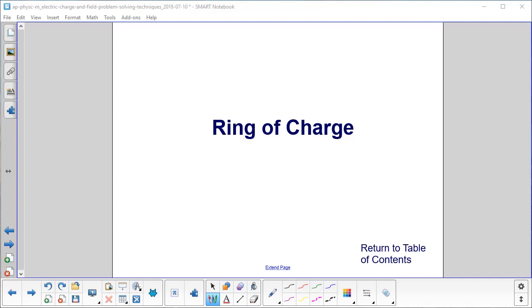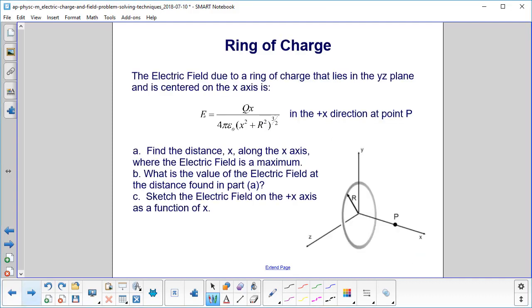Ring of charge. The electric field due to a ring of charge that lies in the YZ plane and is centered on the x-axis is given as this. There's the electric field. We actually calculated that over in the presentation.